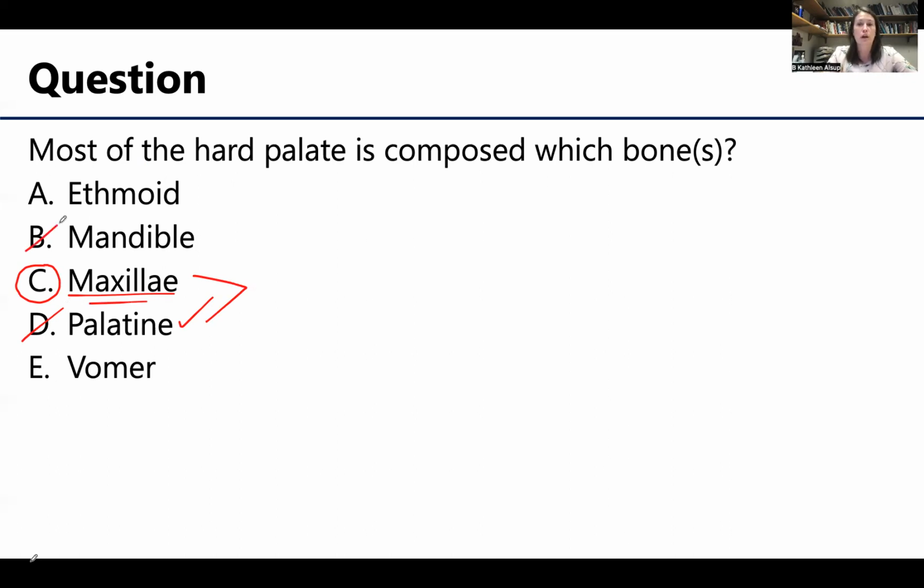The mandible, no, that's lower jaw. Ethmoid, no, but the ethmoid and the vomer do form the nasal septum, but not the hard palate as the question indicated.